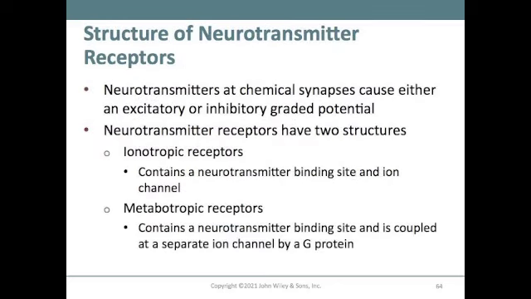Let's talk about the structure of neurotransmitter receptors, also on page 447. Neurotransmitters at chemical synapses cause either an excitatory or inhibitory graded potential. Neurotransmitter receptors have two structures: ionotropic receptors, which contain neurotransmitter binding sites and ion channels, and metabotropic receptors, which contain neurotransmitter binding sites and are coupled to a separate ion channel by a G protein.